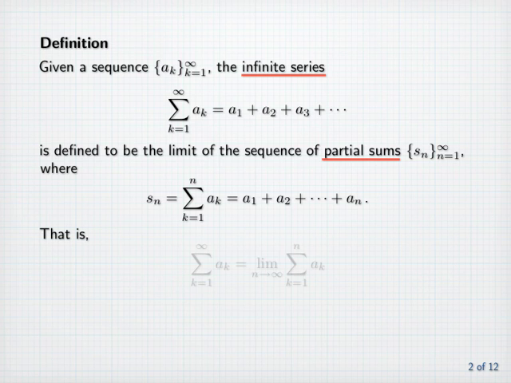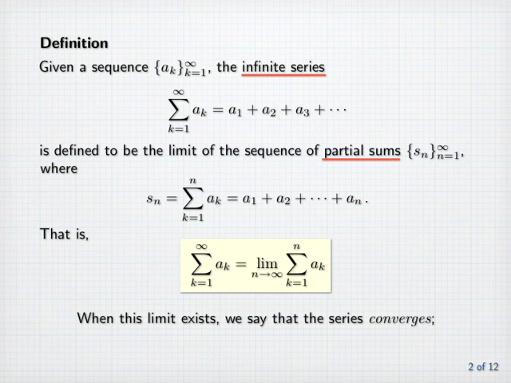That is, the sum from k equals 1 to infinity of a sub k is equal to the limit as n goes to infinity of the sum from k equals 1 to n of a sub k. When this limit exists, we say the series converges, otherwise it diverges.